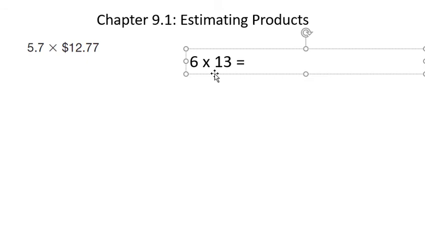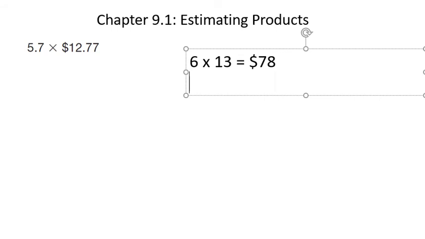So this comes to 6 times 13. We can do this a few different ways as we learned in our review. We could add 13 six times. We could decompose this: 6 times 10 is 60, and 3 times 6 is 18. So 60 plus 18 is 78. So we could estimate this in one way as 78.